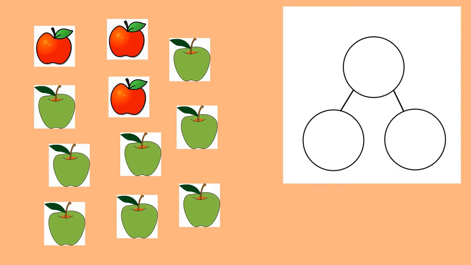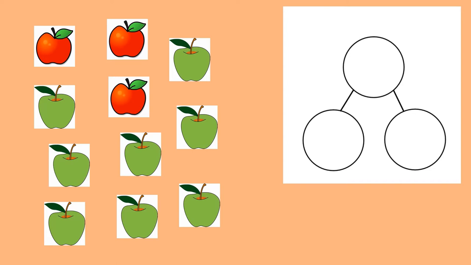Hello, we're going to do some revision now of some of our addition and subtraction work that we did earlier in year two, and we're going to also remember how to write different fact families. Have a look at the apples on the screen. First of all, count how many red apples you can see and how many green apples, and then work out how many apples there are altogether. Pause the video.